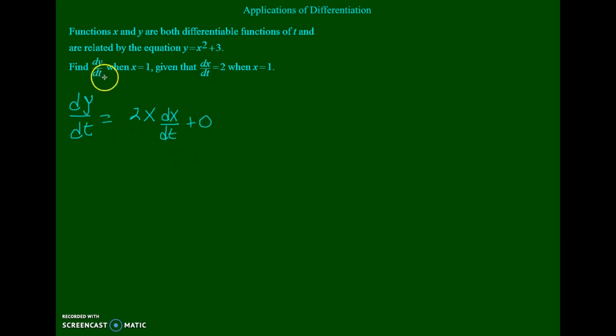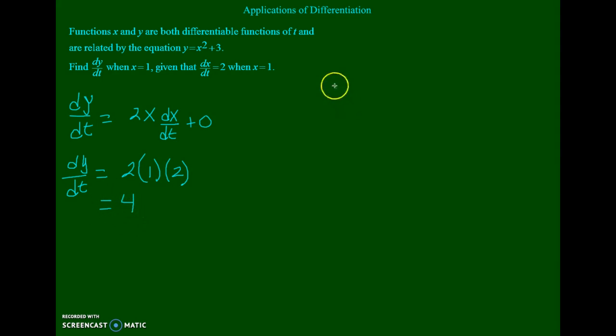Now we're looking for dy/dt when x is 1, given that dx/dt is 2. So let's go ahead and do our substitutions here. So we know that dy/dt equals 2 times x is going to be 1 when dx/dt is 2. And we can leave the 0 where it is. 2 times 2 is 4, times 1 is just 4.